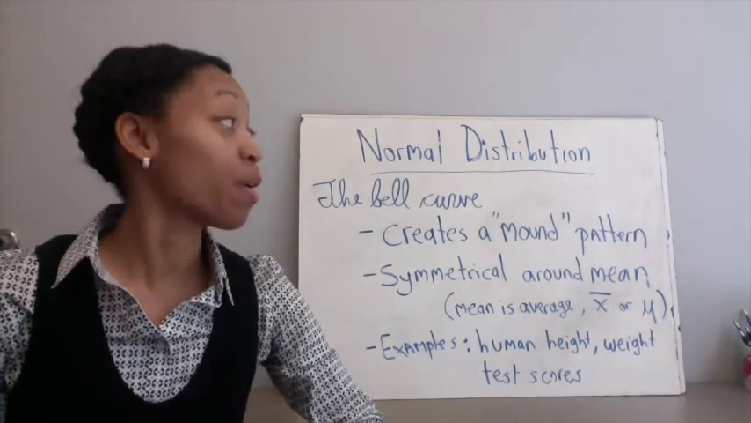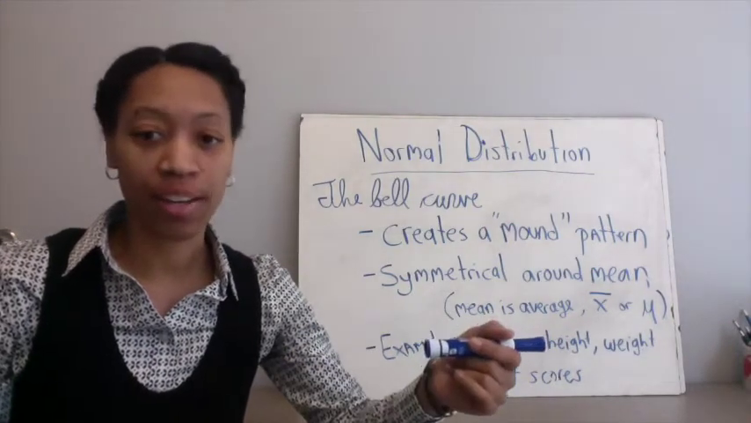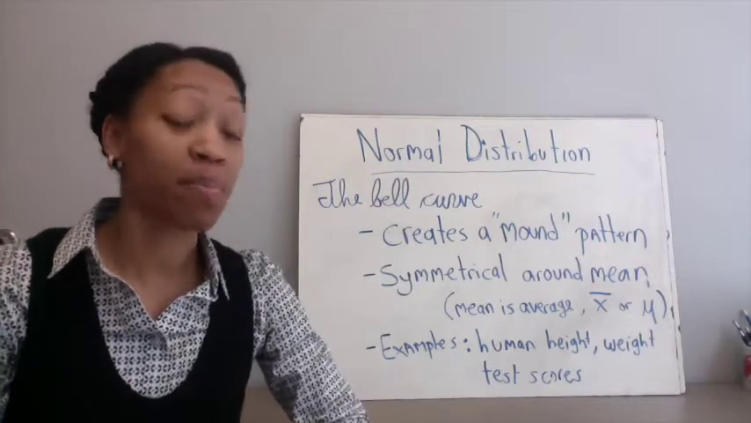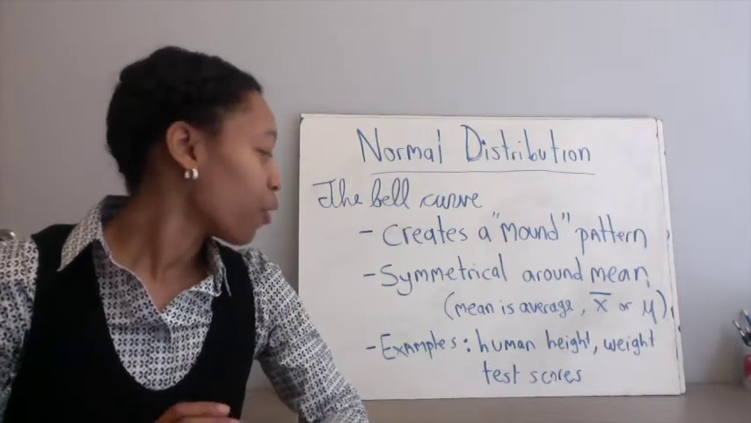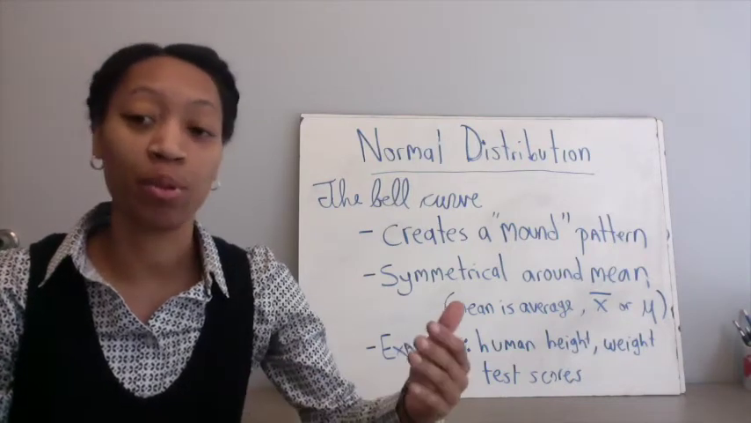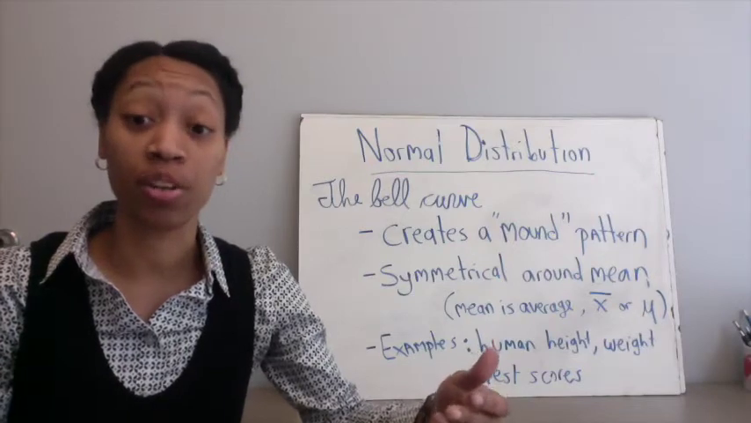Alright, this video is about the normal distribution. The normal distribution is the bell curve, alright? And so it creates this mound pattern. It's called the bell curve. It's a symmetrical curve around the mean. And it's something that comes up a lot. Human height, human weight, test scores are all things that are normally distributed.